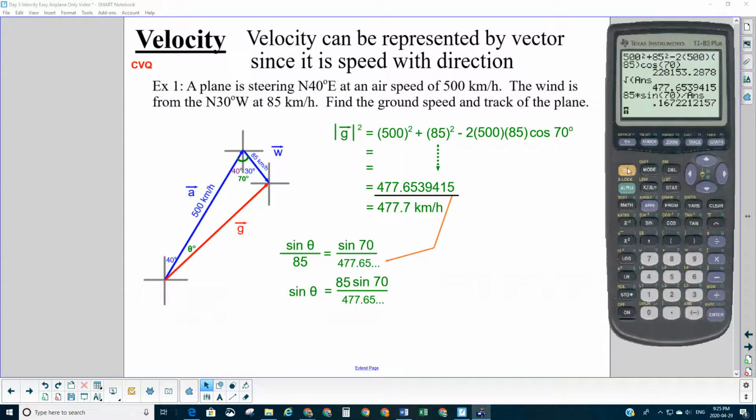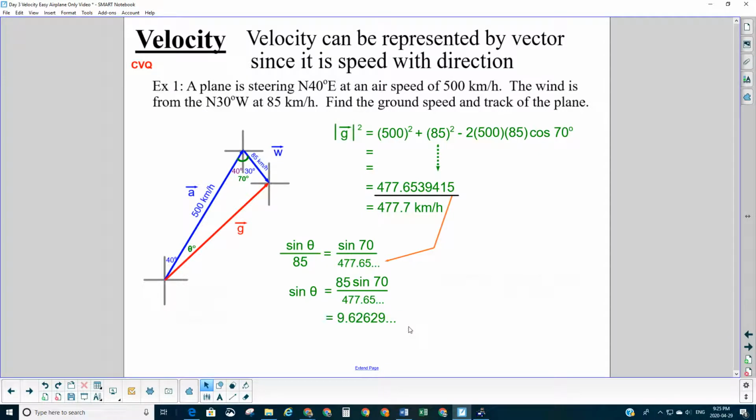So I need to push second function, inverse sine of my answer again, to get 9.62 dot dot dot. Okay, and I'll get this big long decimal. Here I can round that to one decimal place and say it's 9.6 degrees. Okay, so that's the importance of using this big long decimal.